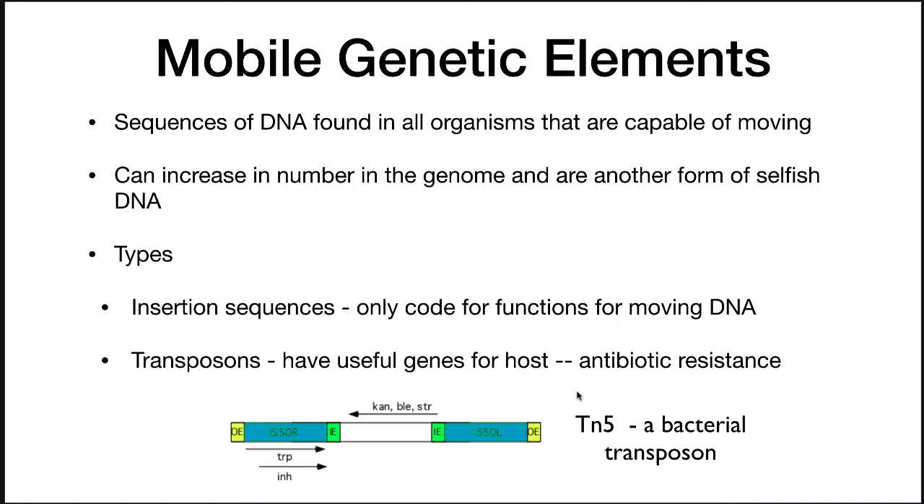These have useful genes for the host, such as antibiotic resistance. An example shown here is Tn5, a bacterial transposon, and it's actually composed of two insertion sequences. You'll see that you have an insertion sequence left and right. The insertion sequence on the right has the transposase, and then it has drug resistance in the middle.